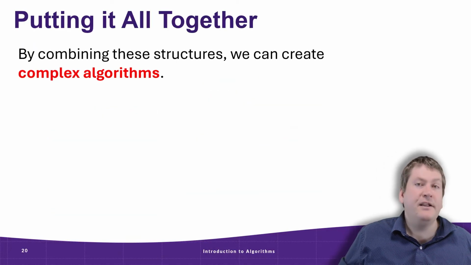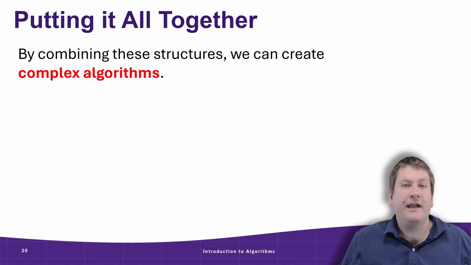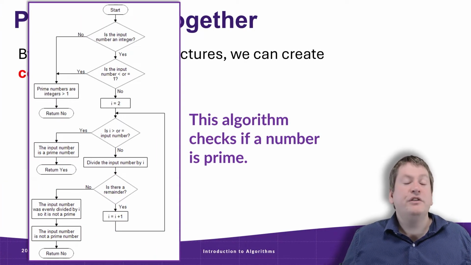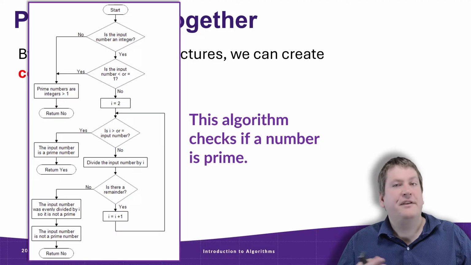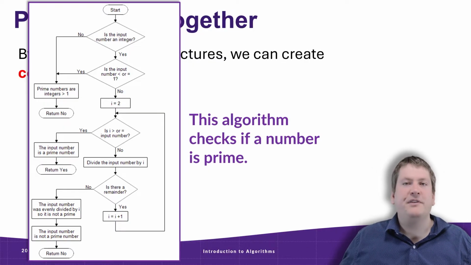By combining sequences, loops, and selections, we can create quite complex and interesting algorithms. For example, the algorithm depicted here in this flowchart will check if a given number is prime. So that's quite a complex concept that we can solve by combining sequences, loops, and selections. And almost all the programs we'll be creating in this course are going to be some set of sequences, loops, and selections in a specific order.